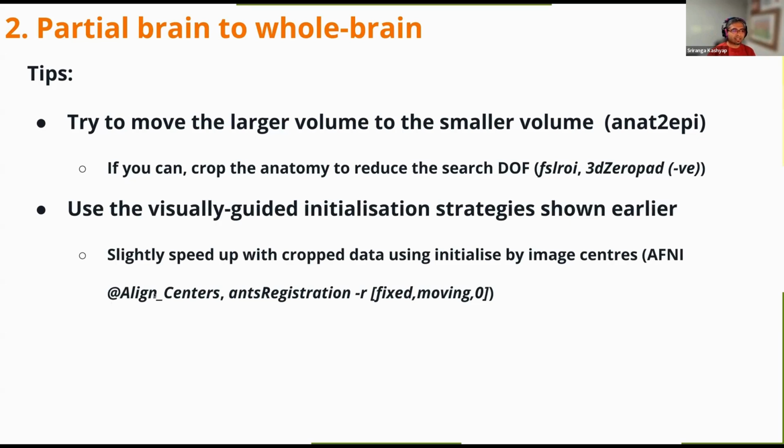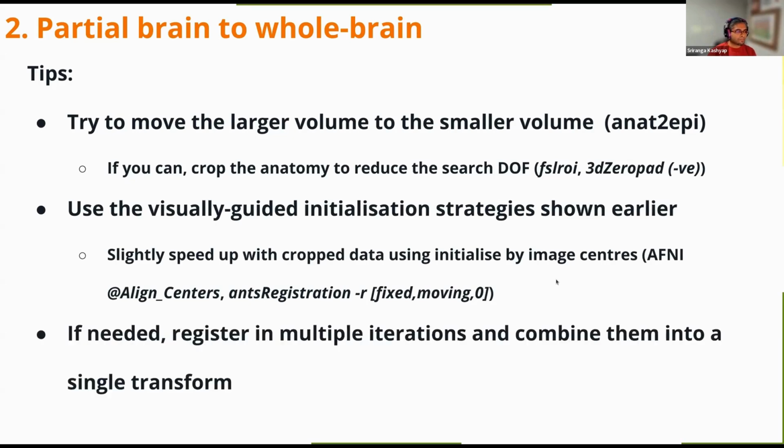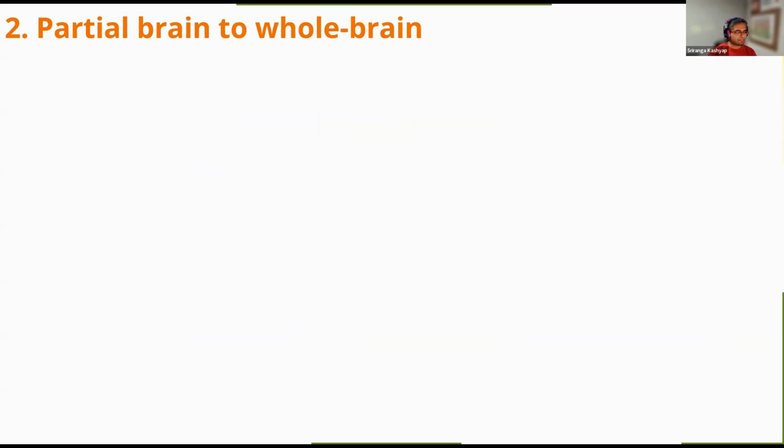Yeah, you could also speed this up with command line things. For instance, AFNI has align_centers. You could do this with ANTs registration as well, to use geometric centers. Again, register in multiple iterations and combine them into a single transform. It's completely fine.